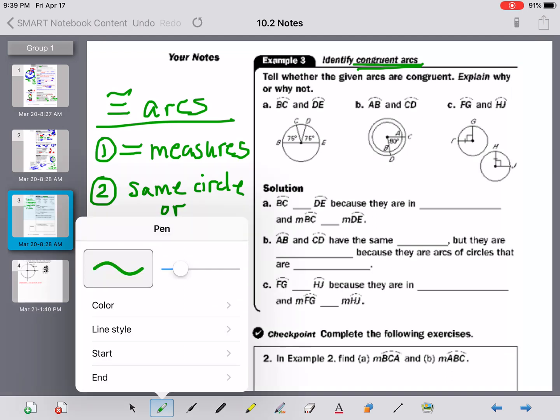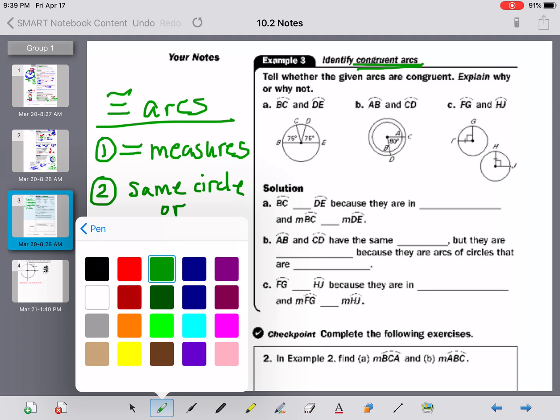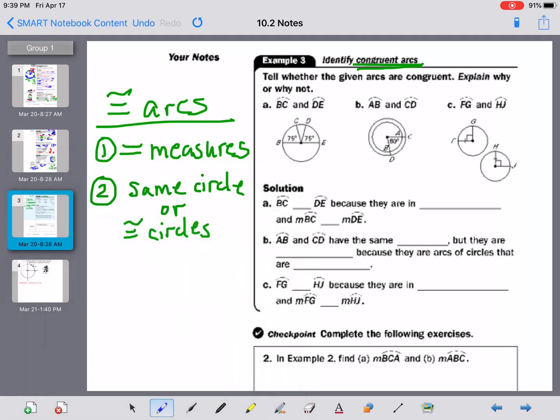So let's go ahead and look at A here. Our job here is to see, are arc BC and arc DE congruent? So we have 2 things we're checking. Do they have equal measures? And do they come from the same circle or congruent circles? Well, on BC, I see a central angle of 75, which means this arc is 75. On DE, I see a central angle of 75, so this arc is 75. So I would definitely say we have equal measures. I see the same number on both of them.